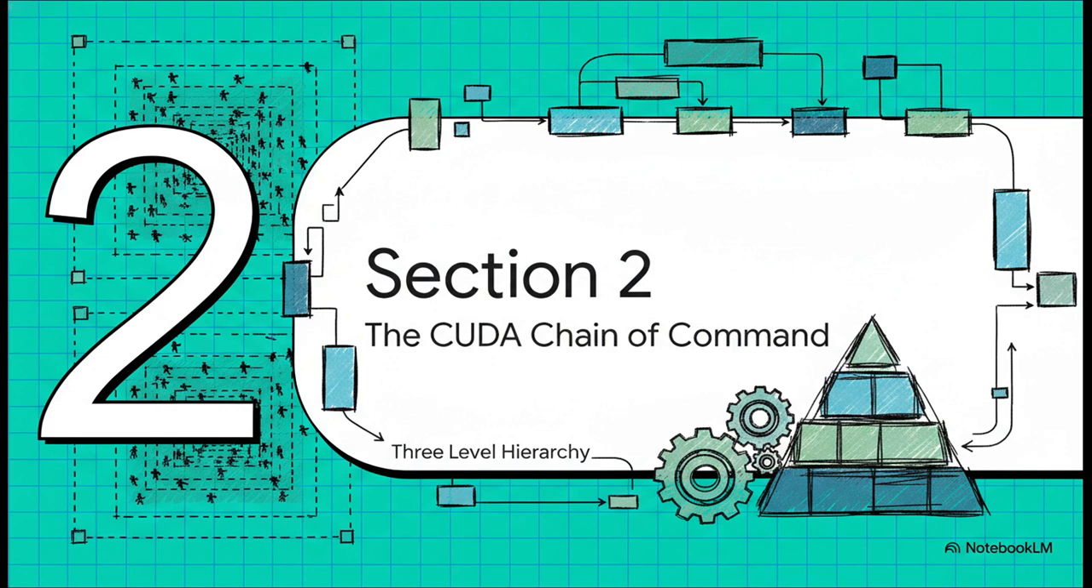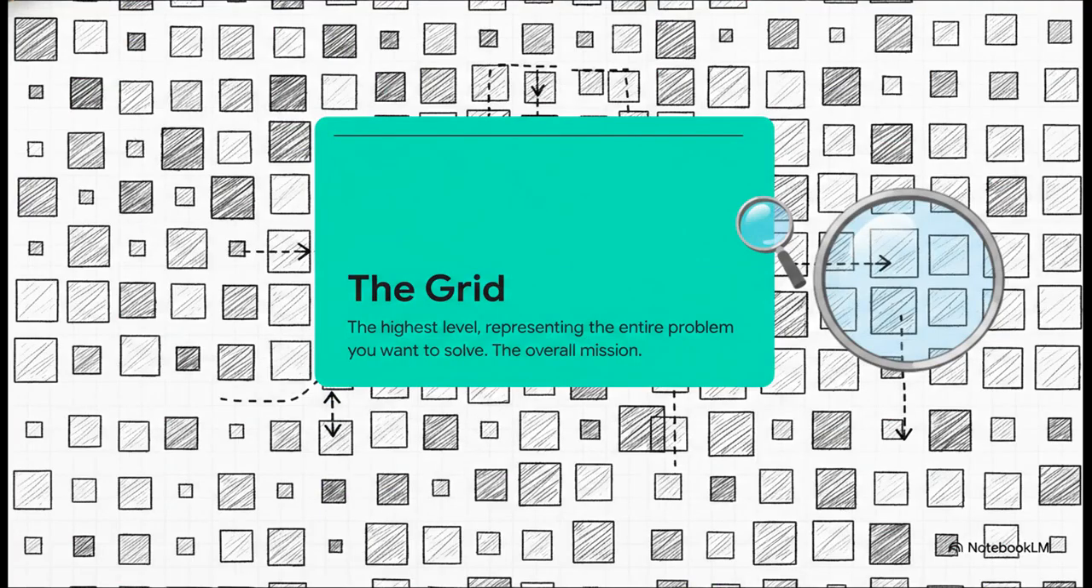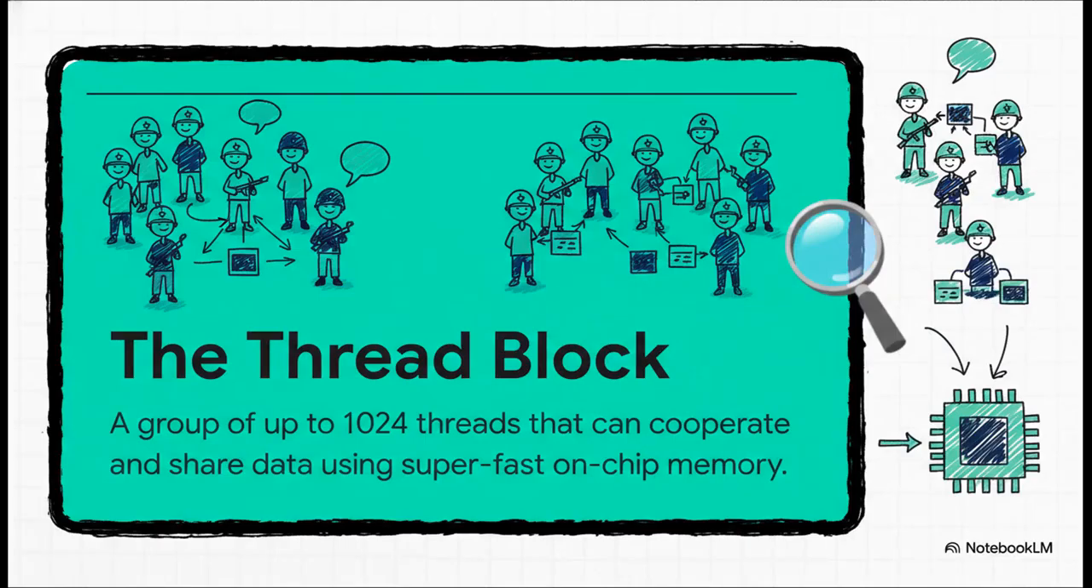So how is this army of work actually organized? Well, CUDA arranges everything into this really clean 3-level hierarchy. At the very top, you have the grid. The grid is the whole shebang, the entire mission you want to accomplish. And when I say entire, I really mean it. These things can be mind-bogglingly huge. Just the X dimension alone can have over 2 billion blocks. It's just massive.